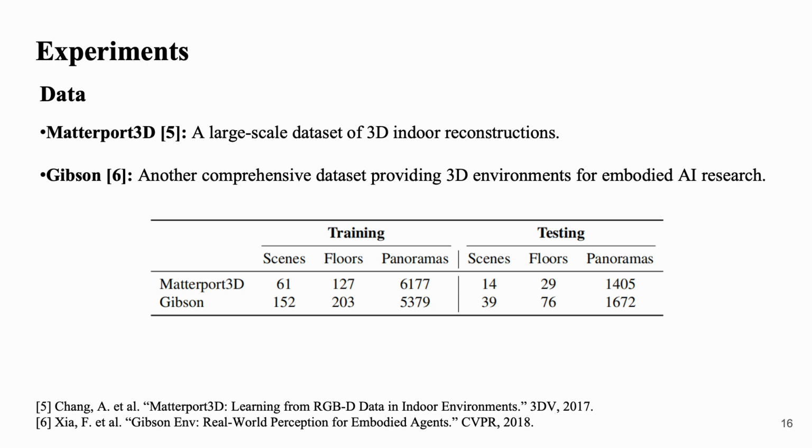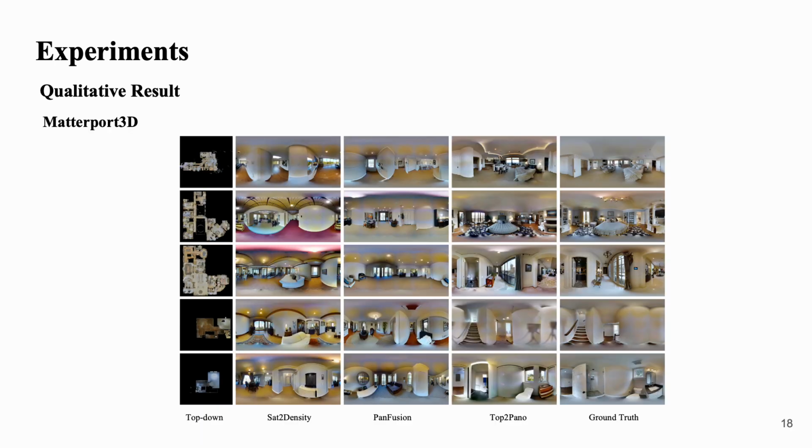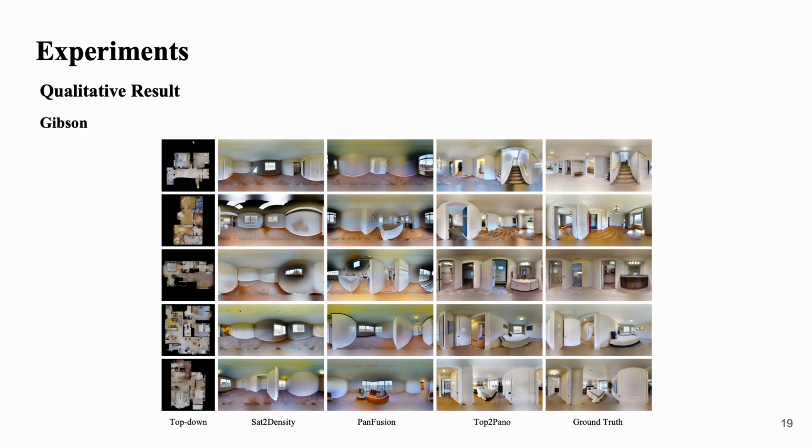We train and evaluate on two challenging real-world indoor datasets, Matterport3D and Gibson. They provide diverse geometry and textures, and let us test both fidelity and generalization. Against strong cross-view and panoramic baselines, Top2Pano improves both structural metrics and perceptual quality. Across Matterport3D and Gibson, our panoramas look realistic and remain layout faithful.